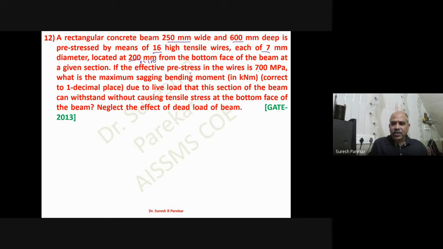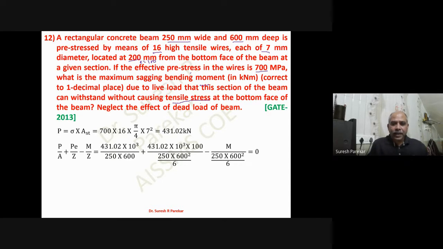Now the pre-stressing stress is given as 700 MPa, and we have to find the maximum bending moment due to live load which will cause tensile stress to be 0. So no tensile stress, and here we can have P by A plus P by Z minus M by Z.